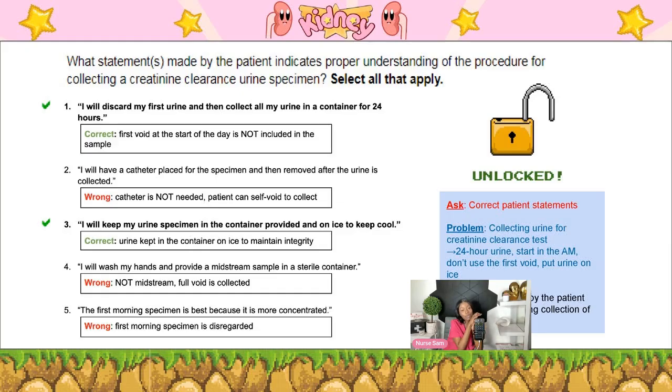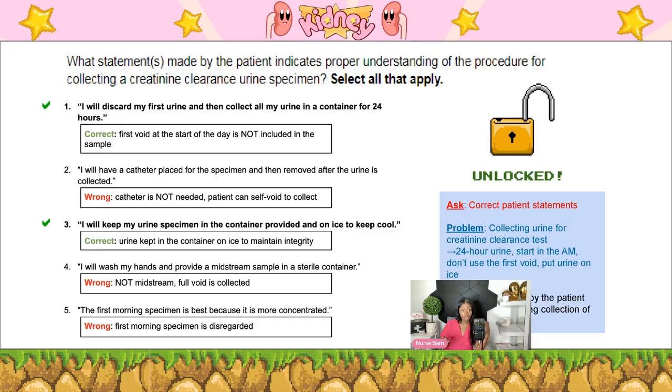Statement 4 was wrong. It says I will wash my hands and provide a midstream sample in a sterile container. This one's wrong. It's not midstream. The full void is collected. It's just the first urine that is not collected. You guys may be thinking about a urine clean catch, not a creatinine clearance urine specimen. Two different things, two different procedures for collecting those specimens.